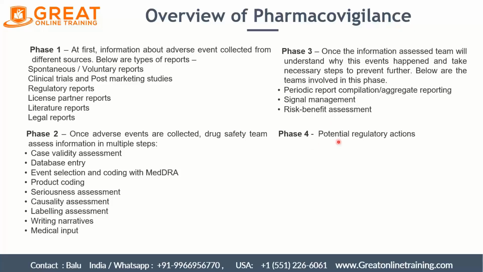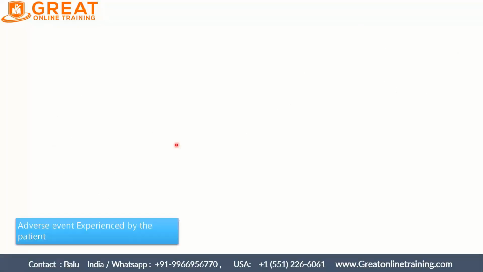What are these actions, or what are a few examples of the actions that the regulatory authorities can take because of the safety concerns arising from the medication? So this is the overview of pharmacovigilance with the multiple phases and the different steps involved. Coming to the different teams and how the process actually works.